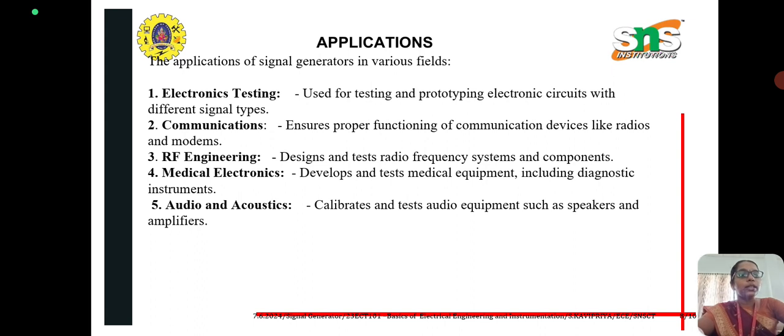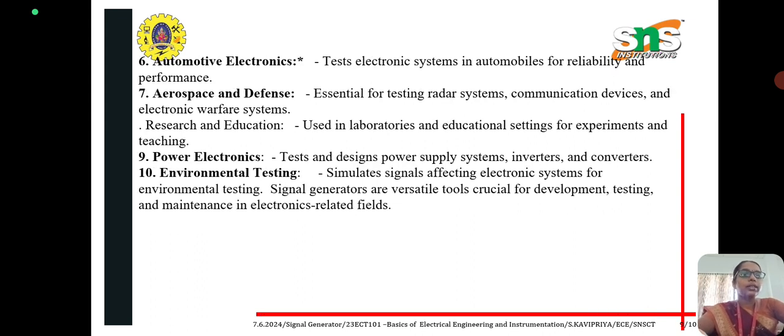And next, fourth is medical electronics. It develops and tests medical equipment including diagnostic instruments. Fifth one is audio and acoustics. It calibrates and tests audio equipment such as speakers and amplifiers. Sixth is automotive electronics. It is used for testing electronic systems in automobiles for reliability and performance. And it is used in aerospace and defense. It is essential for testing radar systems, communication devices, and electronic warfare systems.